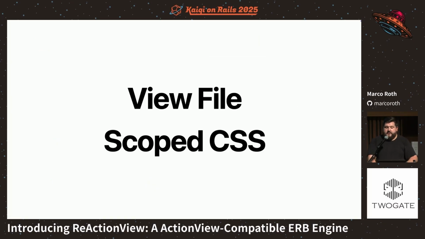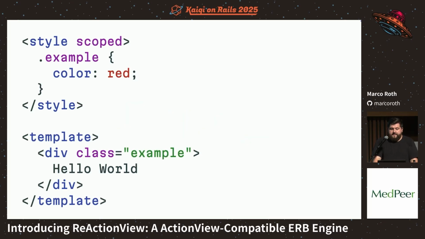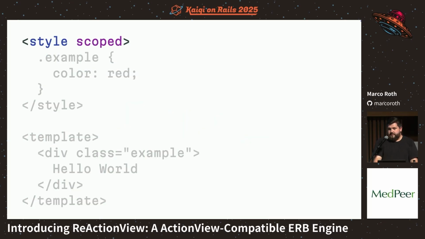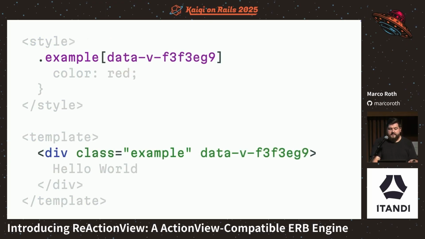The other thing that's interesting is view file scoped CSS. Similar to how Vue.js does this, you have a style scoped tag. And whenever you compile these templates, what the compiler does is it adds a data attribute to the elements, and then also scopes all your CSS rules. And then it just scopes to this one file and doesn't leak into your whole application.